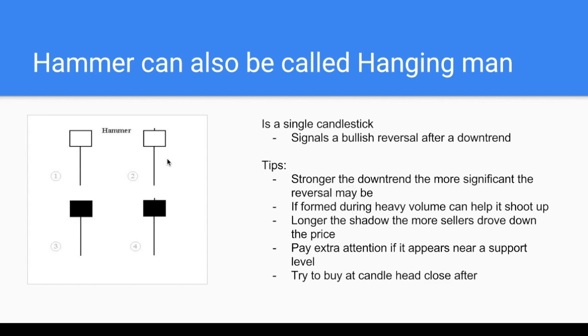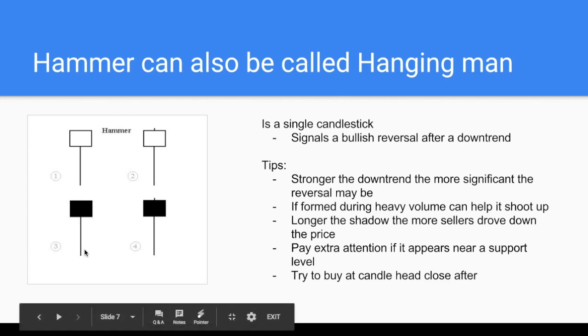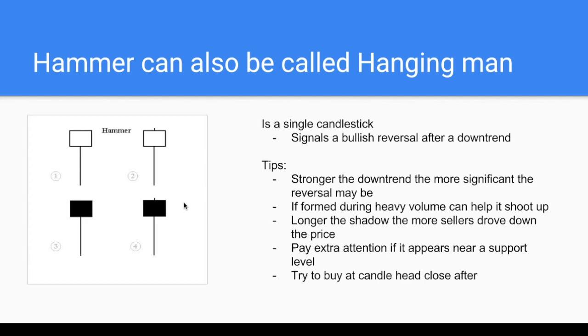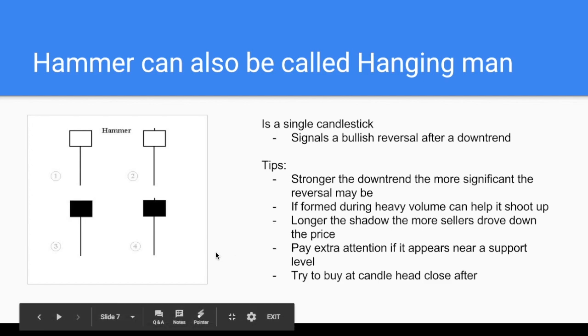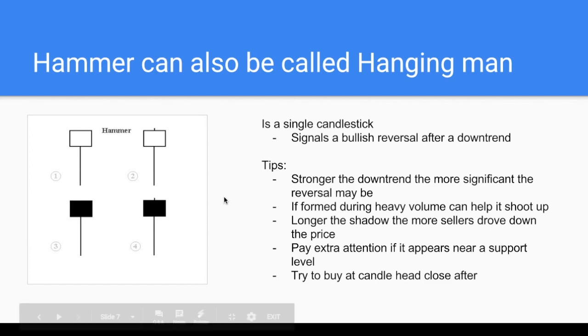But you should always pay attention to the shadow, or the trail, the little line attached to the square, because the longer the shadow, the more sellers drove down that price, and that's always something you should pay attention to. If it appears at support, that's another good sign that it's definitely a good hammer. And when you buy it, try to buy at the candle head, or a little bit after.